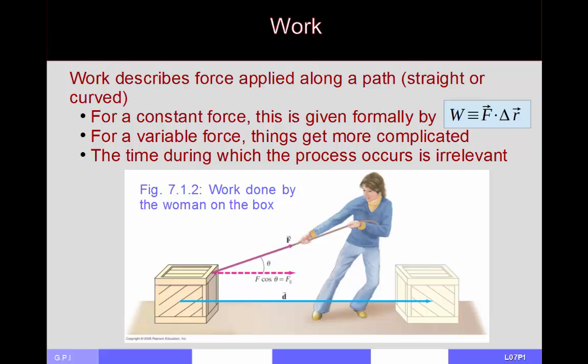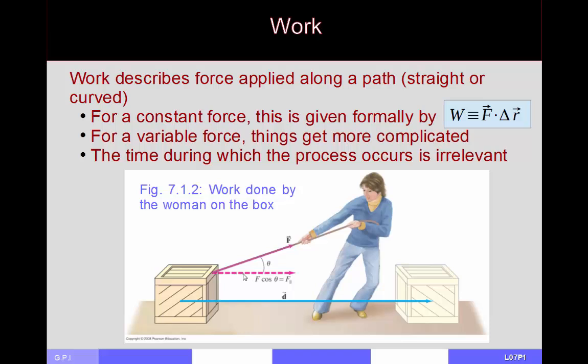And I have down here a simple diagram which shows what work looks like, to the extent that that can be shown. Basically, if you're applying some constant force over some displacement, then the work done is going to be that force times the displacement times the cosine of the angle between force and displacement.